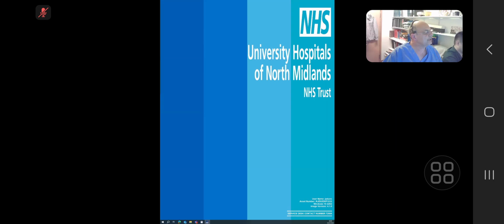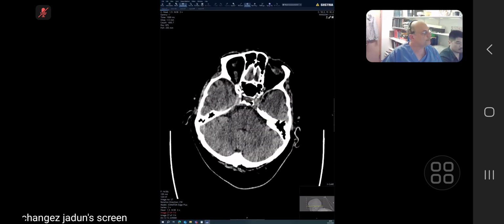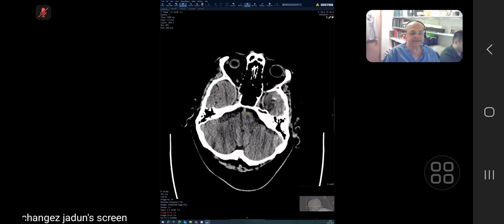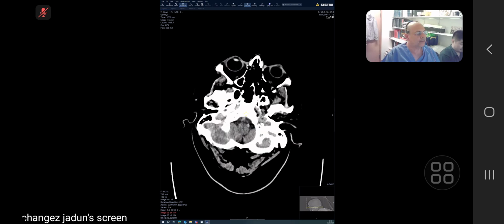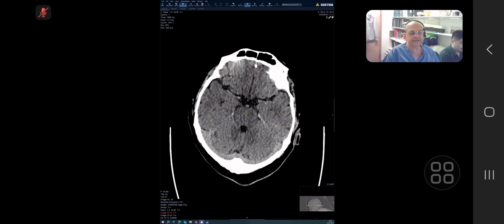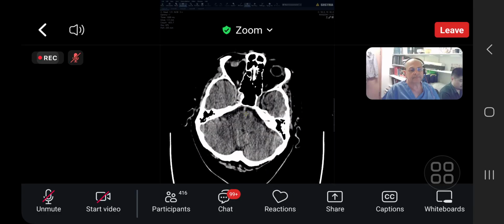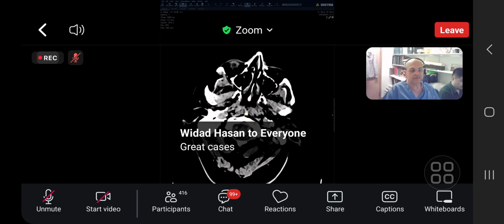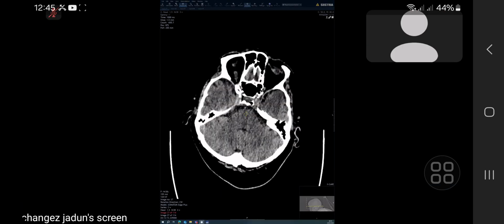Okay, so this is a patient who presents to the hospital with left-sided weakness and slurred speech, and gets a CT scan. But the CT scan does not show much. I will show you the CT scan just for your baseline.